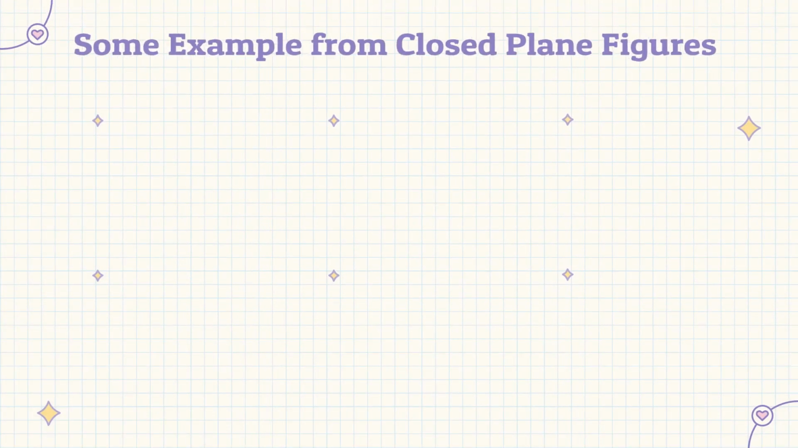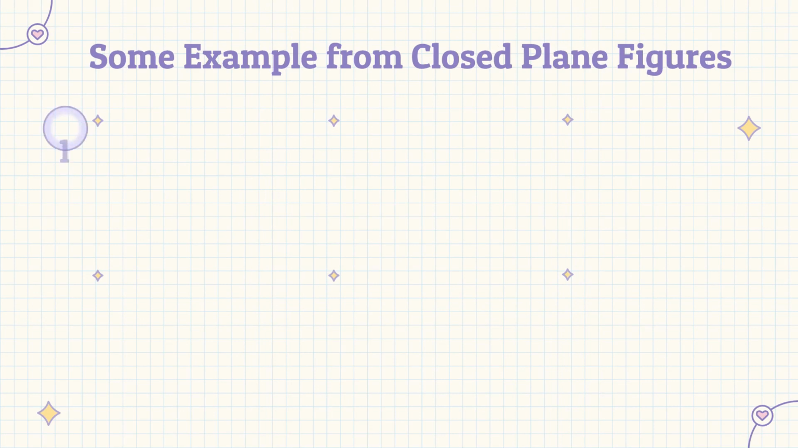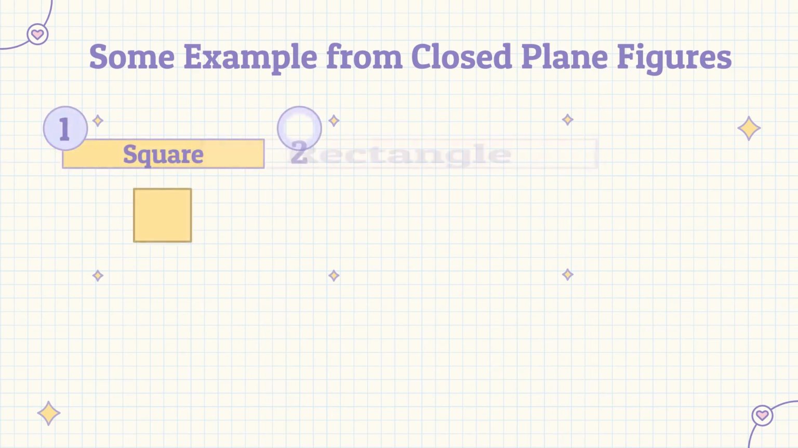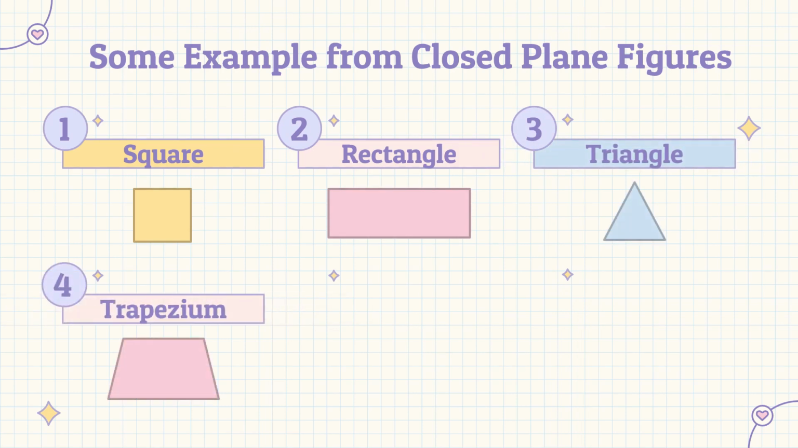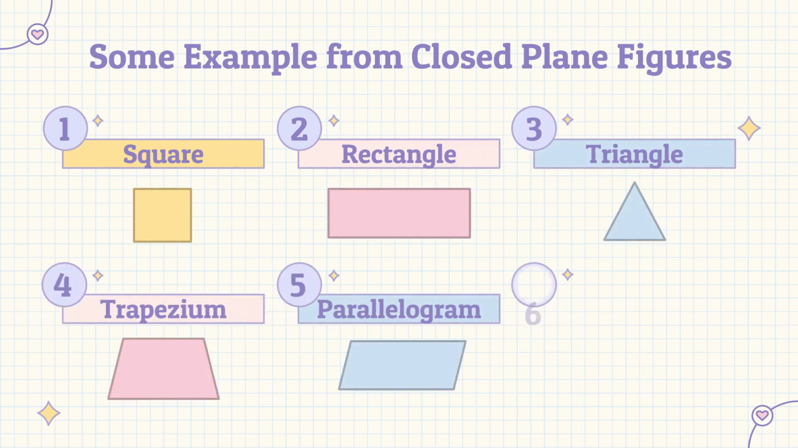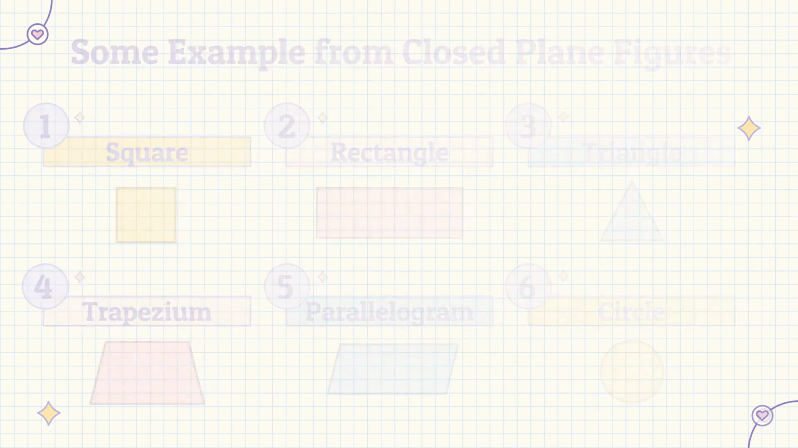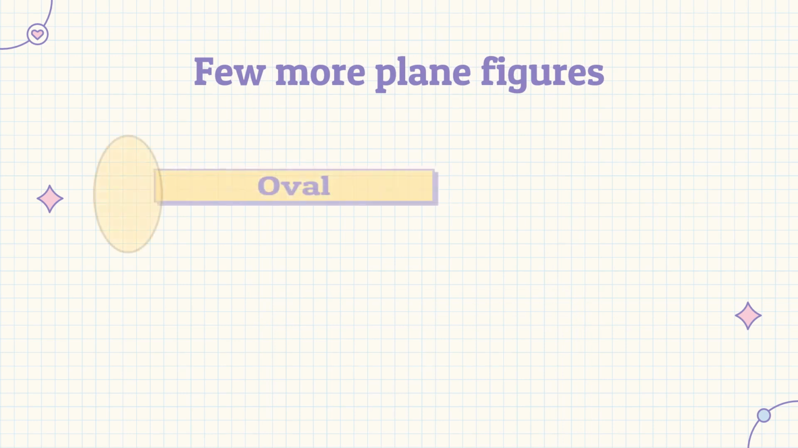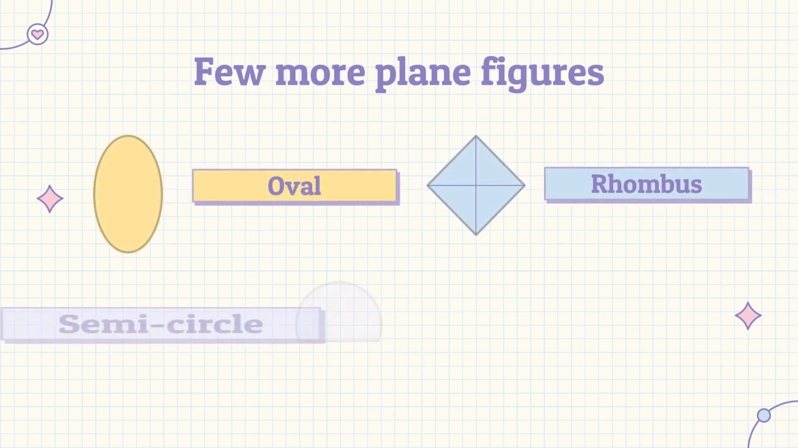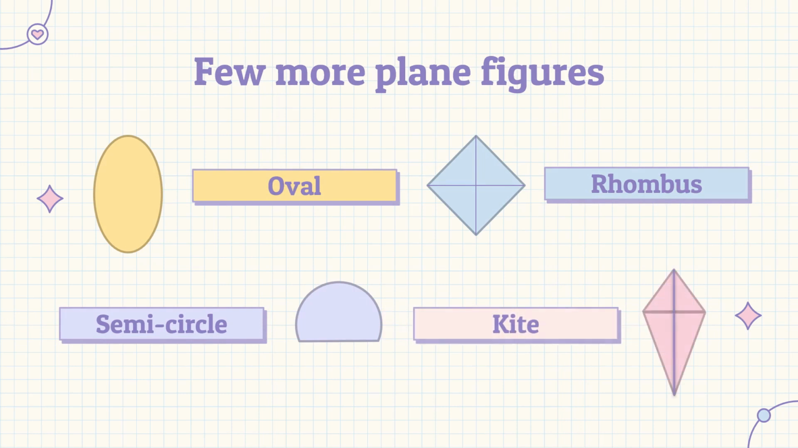Okay, these are some examples of closed plane figures. They are square, rectangle, triangle, trapezium, parallelogram, and circle. Apart from these, there are a few more plane figures such as oval, rhombus, semicircle, and kite.